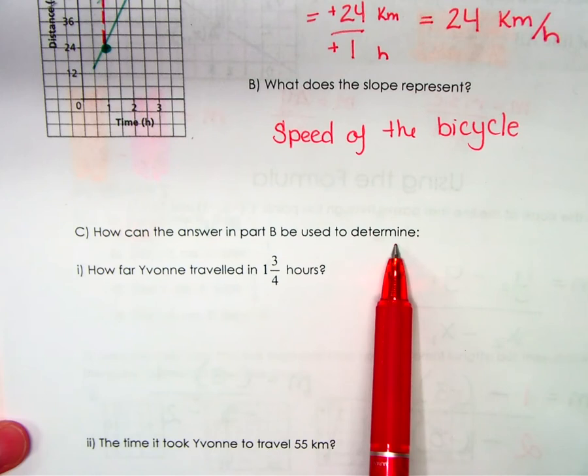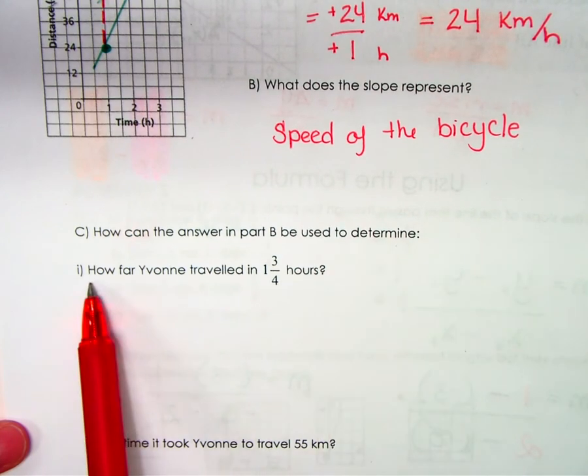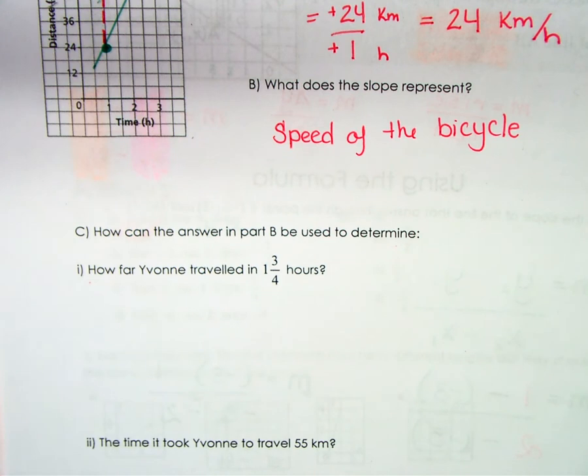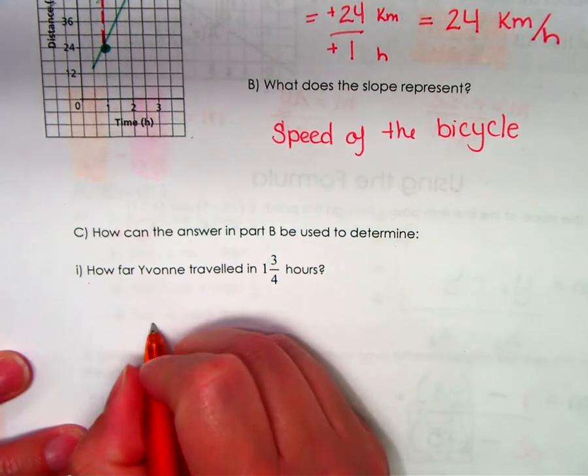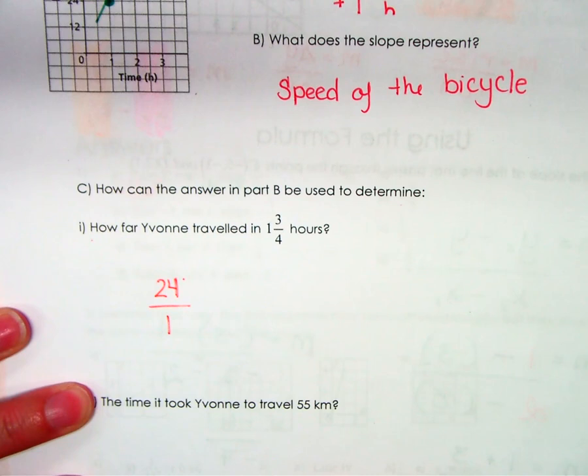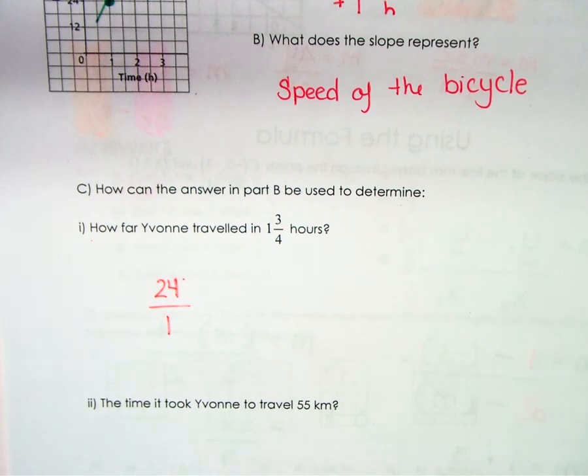How can the answer in part B be used to determine how far Yvonne traveled in 1 3/4 hours? We're going to do some ratios. Exciting stuff, I know. What was her speed? 24 per hour, right? Do you expect this answer to be more or less than 24? More. How come? More, okay.